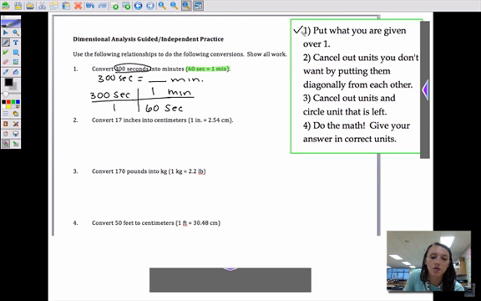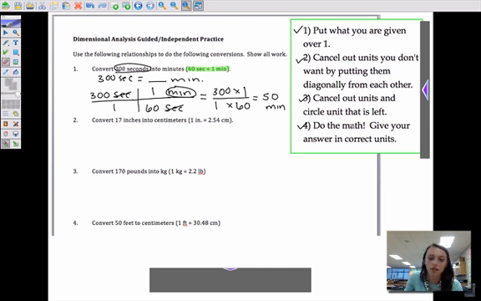So I've already put what I'm given over 1. I'm going to cancel out units I don't want by putting them diagonally from each other. So seconds, I'm left with minutes. So I just cancel out the units and circle the one that was left. And now I'm going to do the math. So 300 times 1, because they're next to each other, over or divided by 1 times 60 equals 50 minutes. We just did the math and we gave our answer in our new unit.